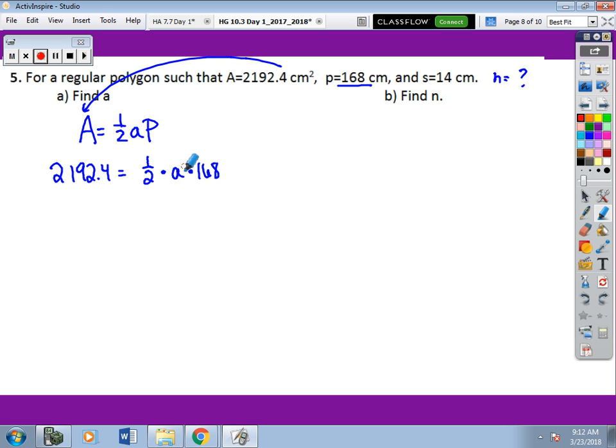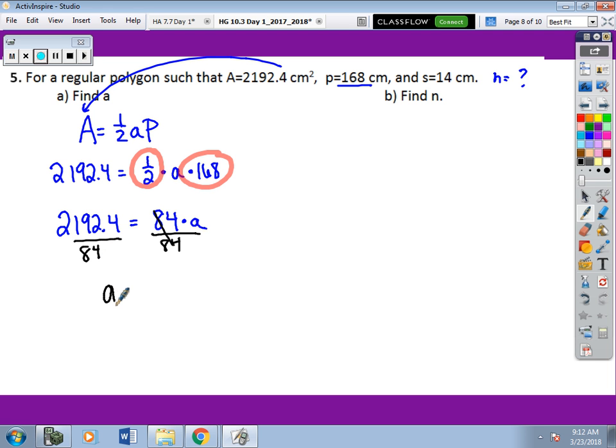Again, you can divide by this and multiply by 2, or you can just multiply those 2 things together first. So we'll get 84 times a, and then the inverse of multiplying is dividing. And the apothem, we should get 26.1. What kind of units go on the apothem? Regular centimeters.